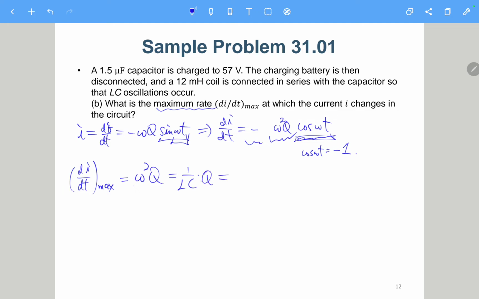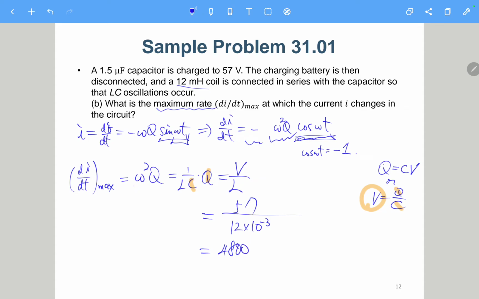So we have q over C to be V, because q equals CV, or V equals q over C. So this q over C is V. So we will get V over L, which is 57 over L, 12 times 10 to the negative third power, which is 408,000 ampere per second.